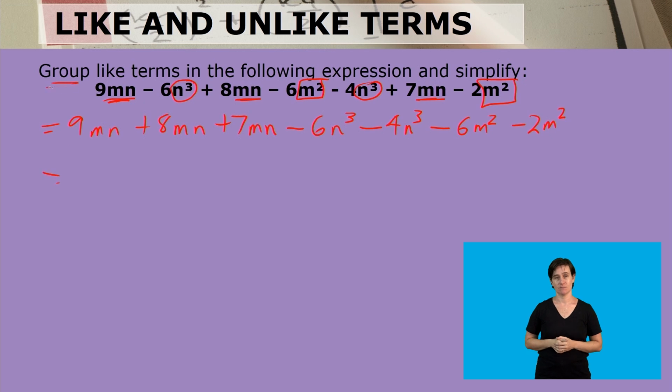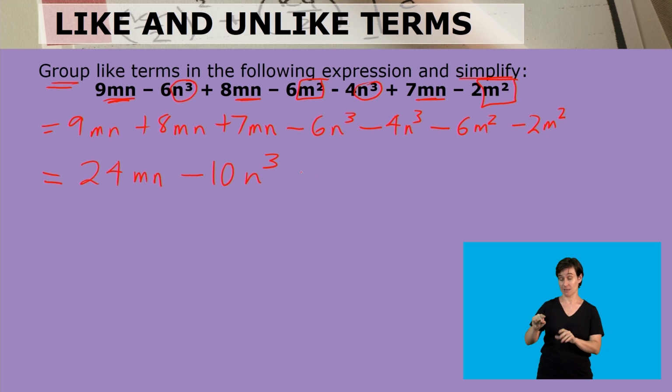So now that we've grouped them, we can simplify. And in our simplification, we then say 9 plus 8, which is 17, plus 7, which is 24mn. And then we have negative 6 and negative 4, which is negative 10n cubed. And we have negative 6 and negative 2, which is then negative 8m squared. Then we have simplified and grouped.